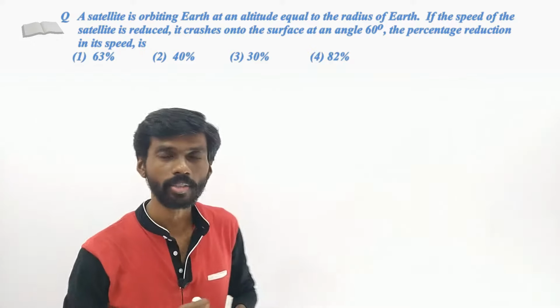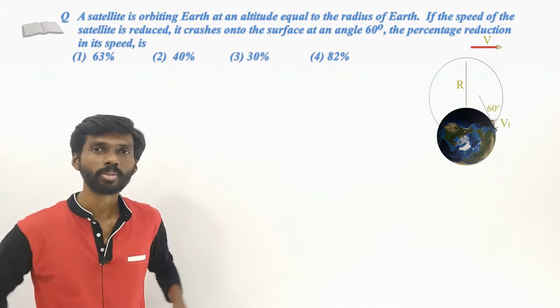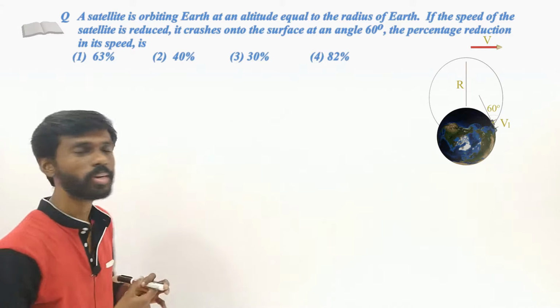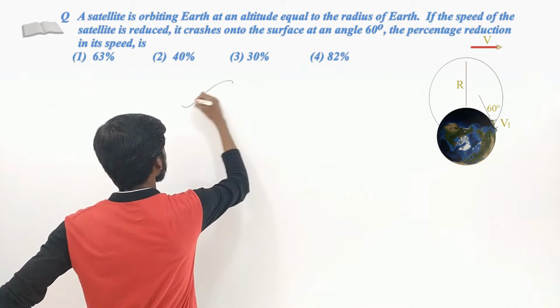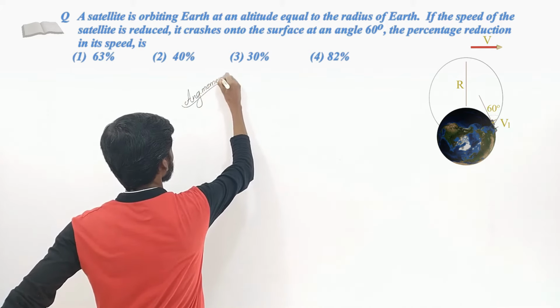So just like the last question, here too the satellite is crashing onto the surface with a reduced speed. That reduced speed is what we need to find. We are just going to use the same concept of conservation of angular momentum and energy. Let us find the angular momentum at the two endpoints, and then we can equate them.